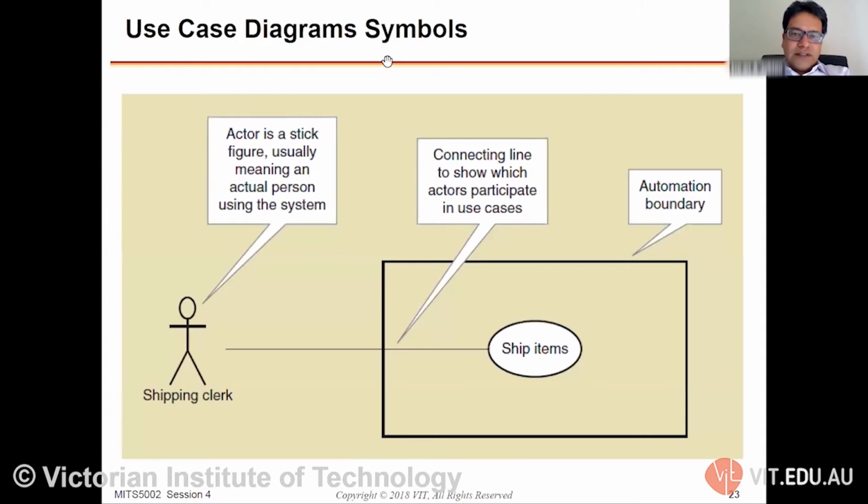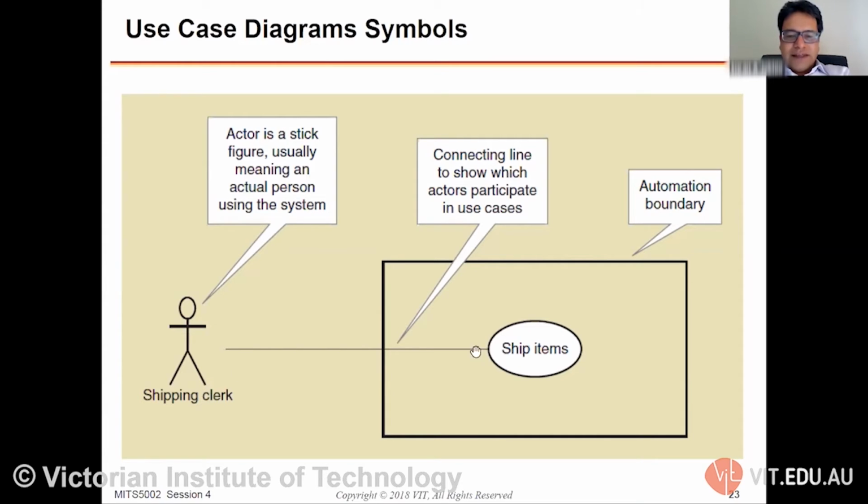For example, here are the use case diagram symbols. This is the symbol for the actor, which can be a shipping clerk. An actor is a stick figure of a person, usually meaning an actual person using the system, but it can be another process. Normally we represent the processes with an oval. Then we have the connecting line. This represents that this is a person, a shipping clerk, who ships the item. Overall, this is a process doing the shipping of the actual product.